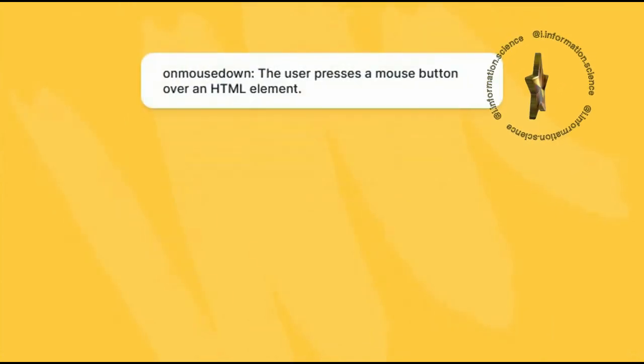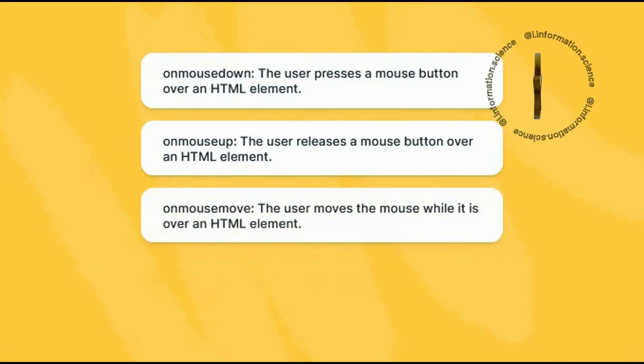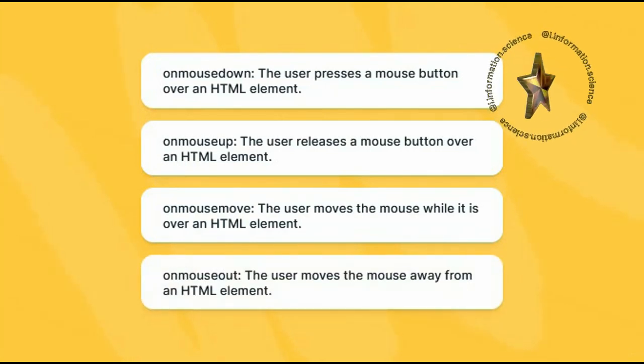onmousedown: the user presses a mouse button over an HTML element. onmouseup: the user releases a mouse button over an HTML element. onmousemove: the user moves the mouse while it is over an HTML element. onmouseout: the user moves the mouse away from an HTML element.